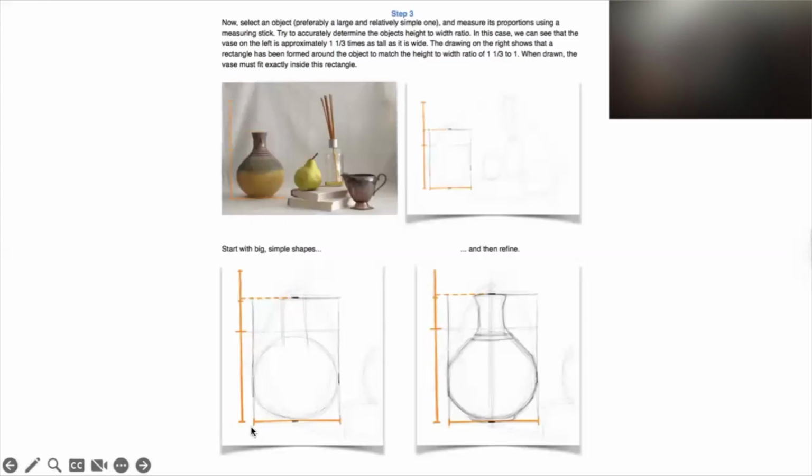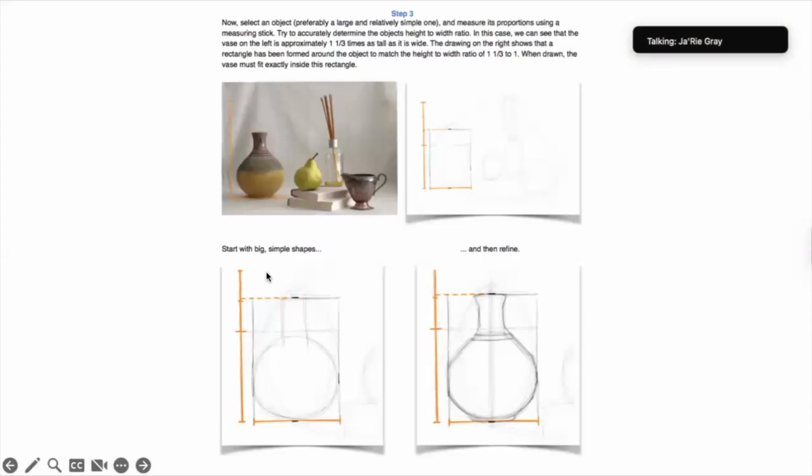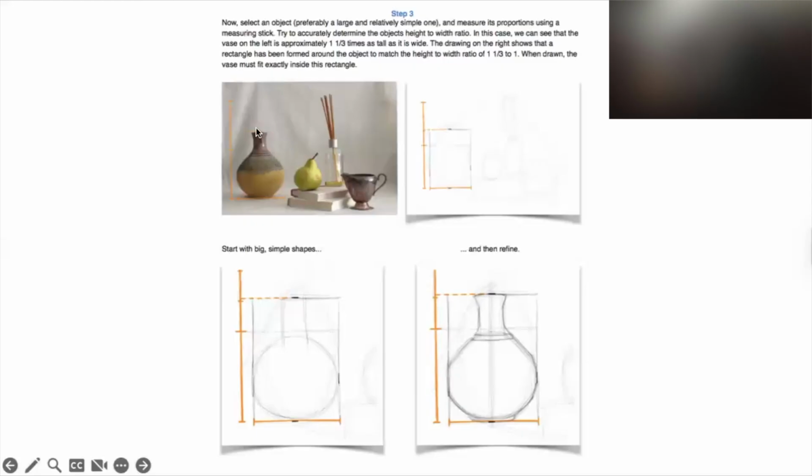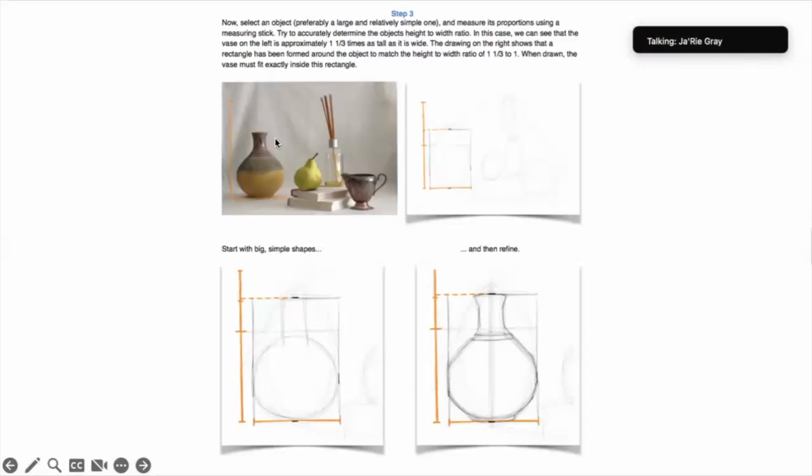Once you have your width and also your height for your object, as you can see, you want to start with very simple shapes. So this vase, you could easily look at it and see that this is a sphere for the belly, and this is probably just a rectangle for the neck, right? It is a tapered rectangle. So it tapers on the inside when it starts to connect to the belly of the vase.